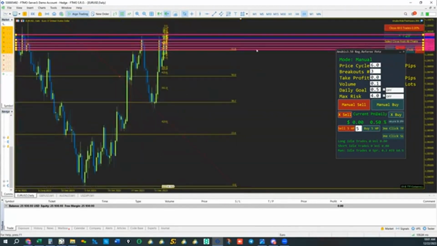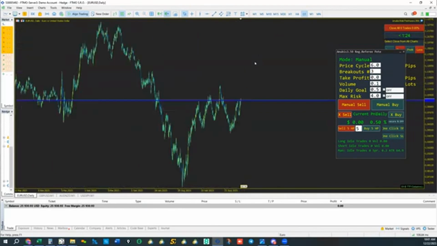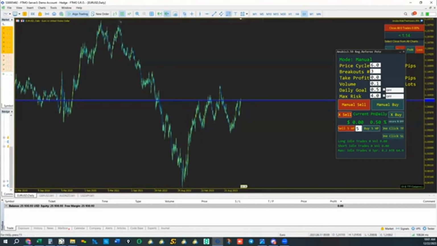So I purposely left the lines on to show, but it can be recreated. So go ahead and grab your, there we go.